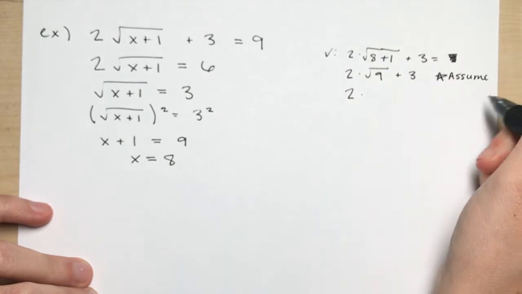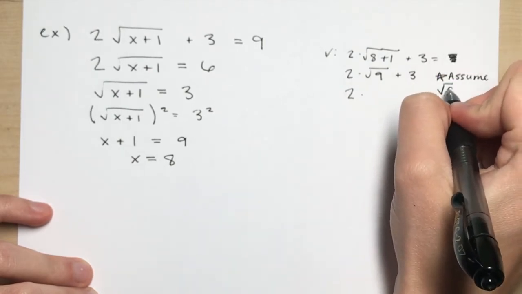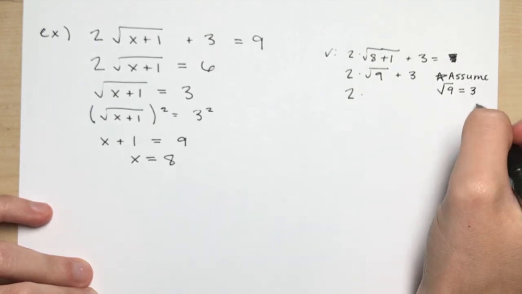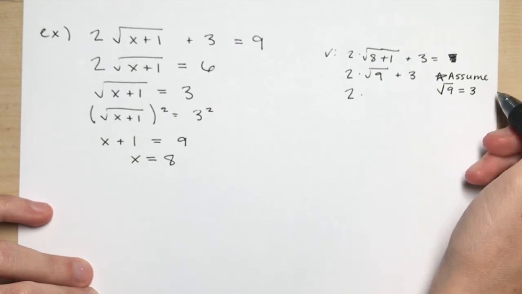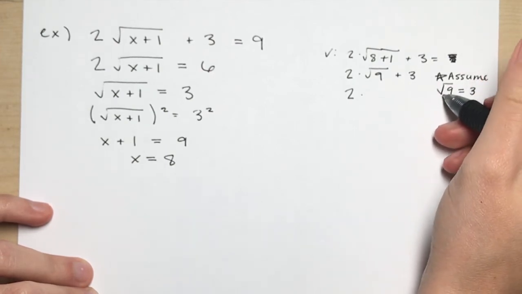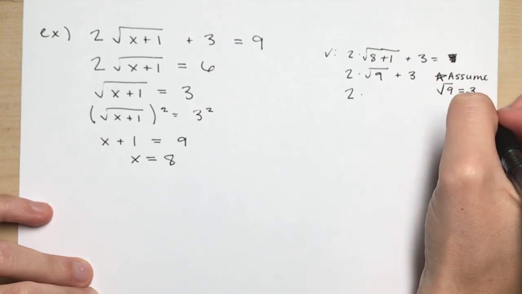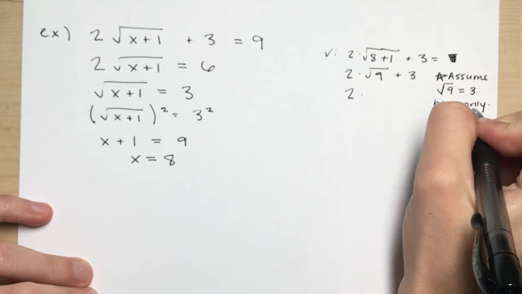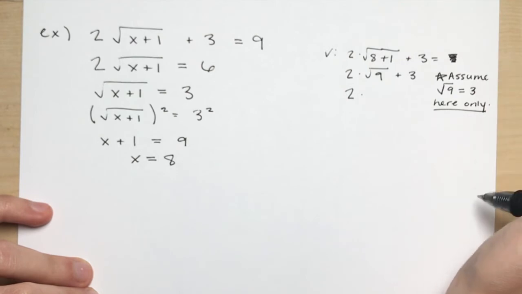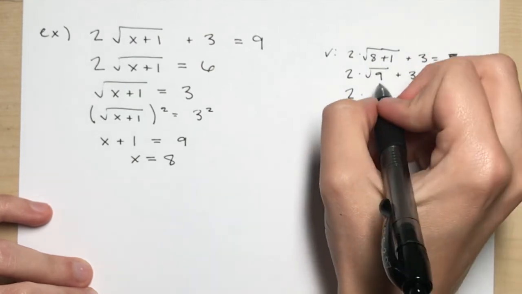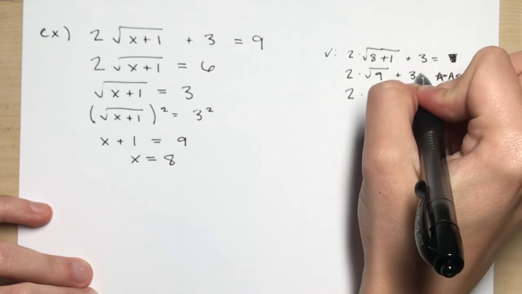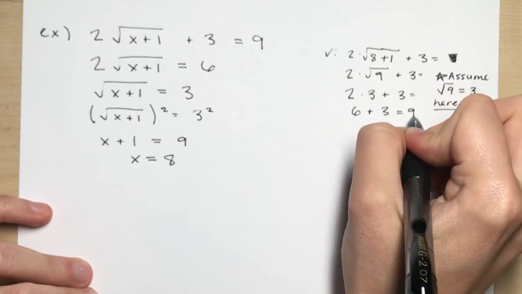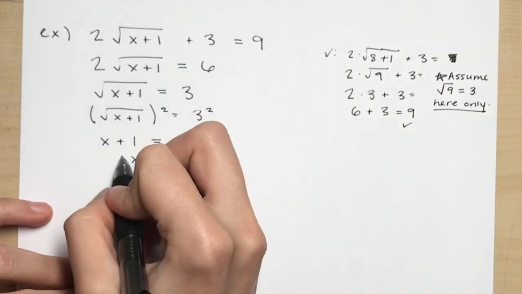For whatever reason, the answers in WebAssign assume that for square roots, the answer is positive, and it counts the negative one as incorrect. So here we actually want to assume that the square root of 9 is equal to positive 3, but we only want to do this here. Every other time we encounter a square root, we want to assume positive and negative. Again, not sure why it does that, but gotta work with what we got, right? So we get 6 plus 3, that equals 9. We're good to go. So x is 8.